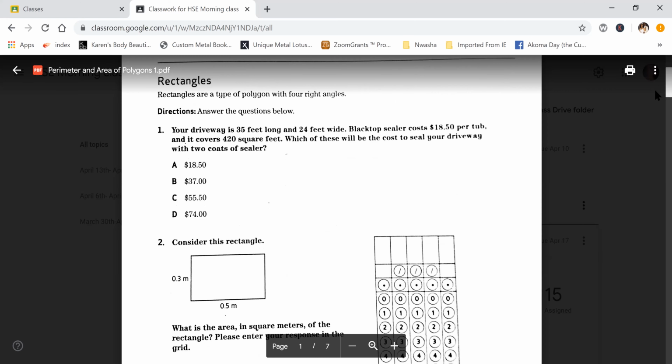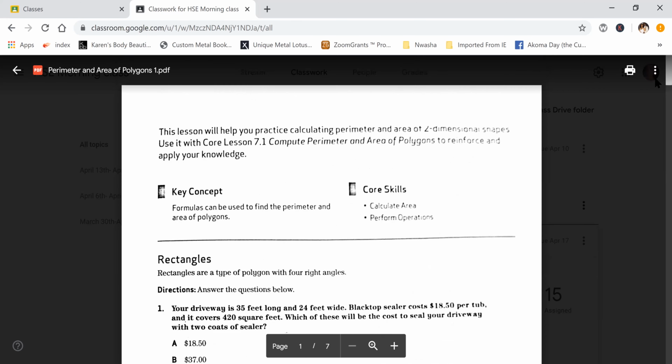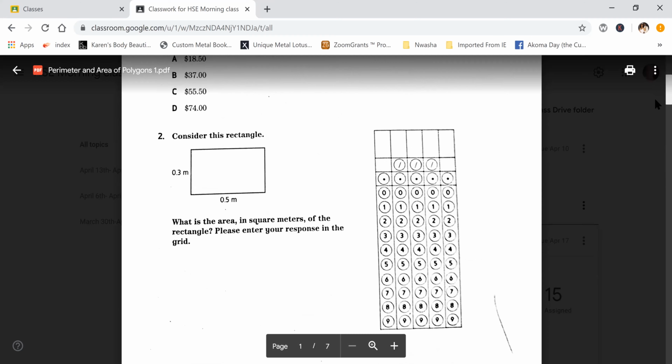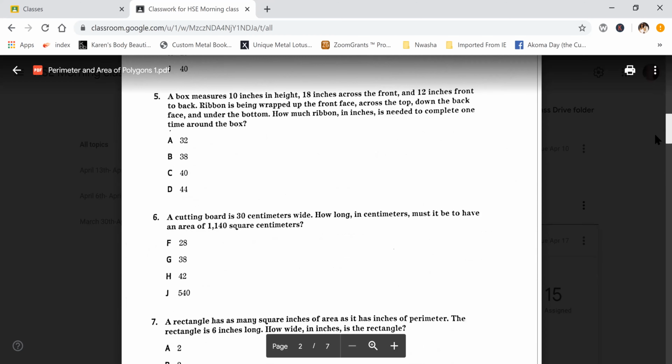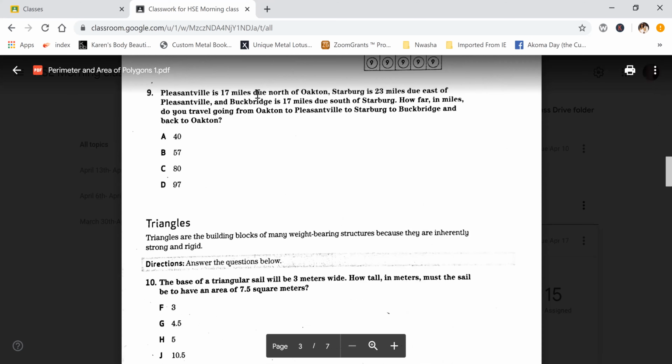Well, let me not say try. This is what we're going to work on today. So as you can see, it says 7.1 up at the top, and that you're looking for perimeter and area of polygons. So poly is just more than one. So that's why all of the shapes with lines are in this section. So it starts off with rectangles, and rectangles are going to be all the way to question number 9.